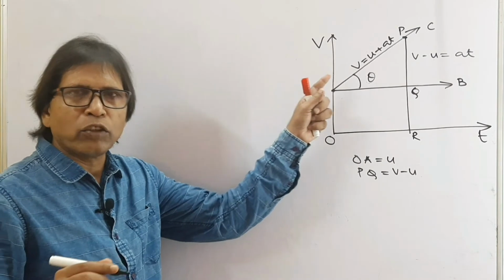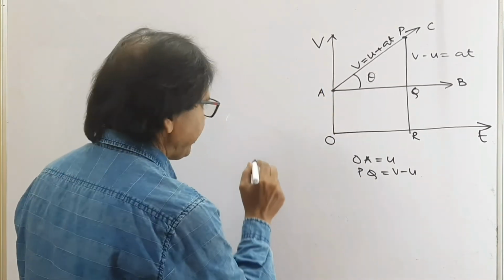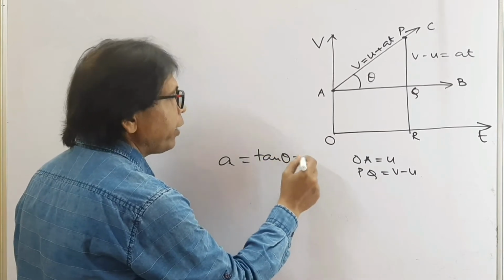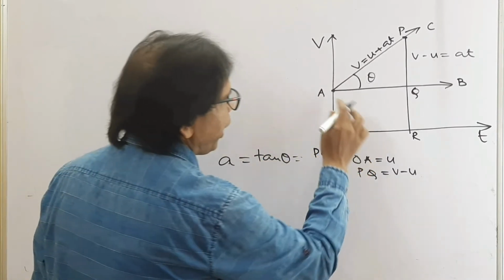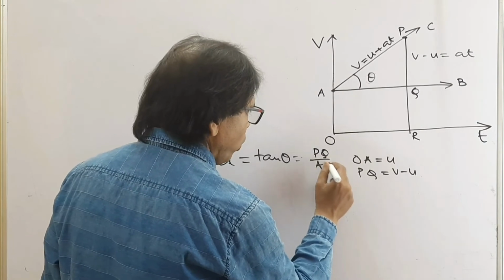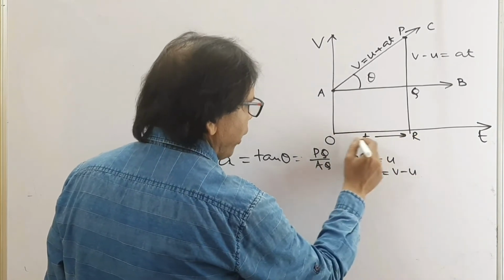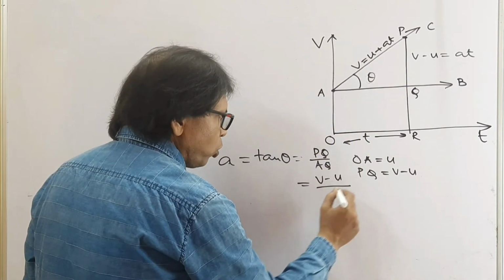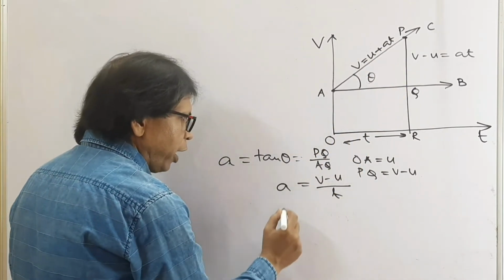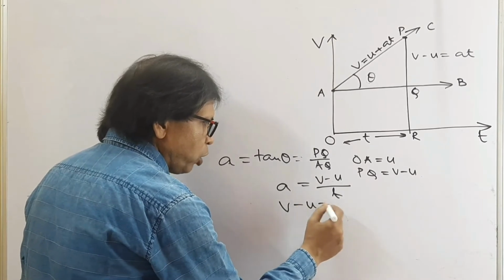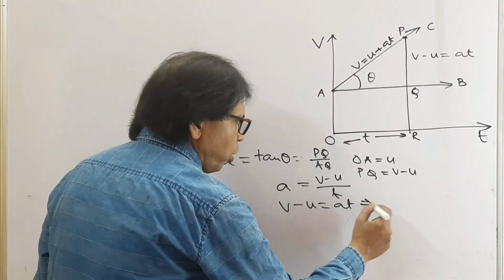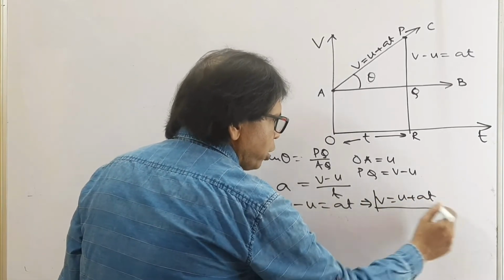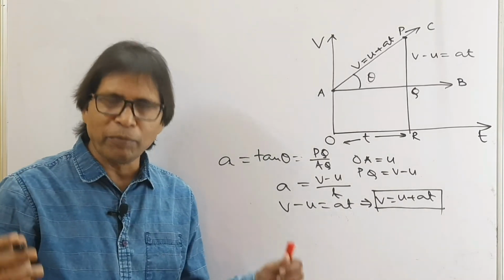We know the slope of the VT graph represents acceleration, so a equals tan theta. Now tan theta equals PQ divided by AQ, where AQ is the time t. PQ equals v minus u, so (v minus u) by t equals a. Therefore v minus u equals at, so v equals u plus at, which is the equation of final velocity in time t.